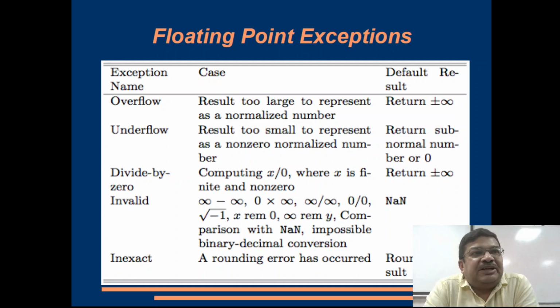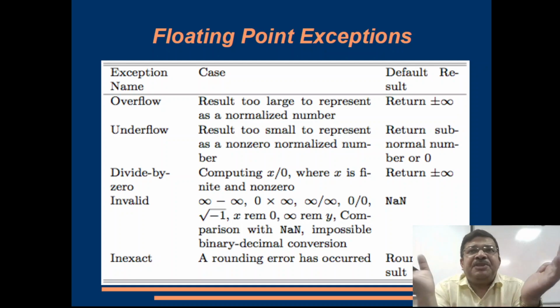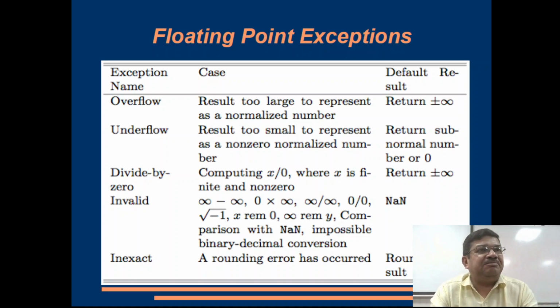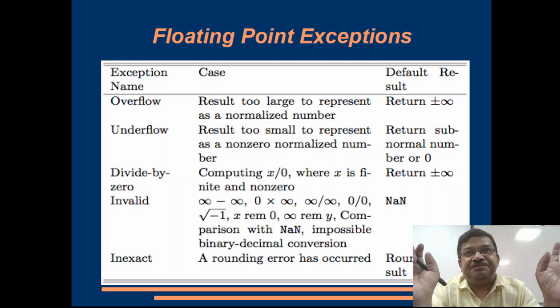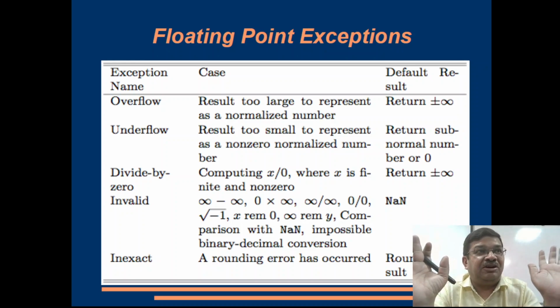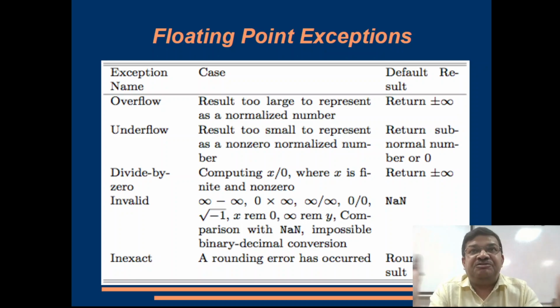So this is how the exceptions are encountered and handled. Various exceptions: overflow, where the result of computation exceeds the range of numbers that can be represented. Integer overflow is promptly rolled back into the range, and you will not even know that overflow has occurred. But for a floating point operation, if the computed number is beyond the range that can be represented, it is promptly assigned plus or minus infinity depending on the sign of the result.